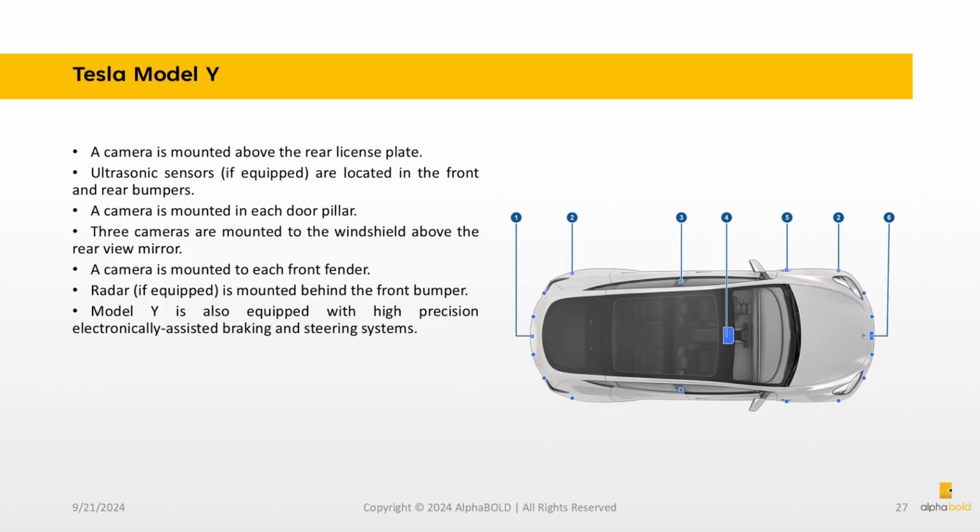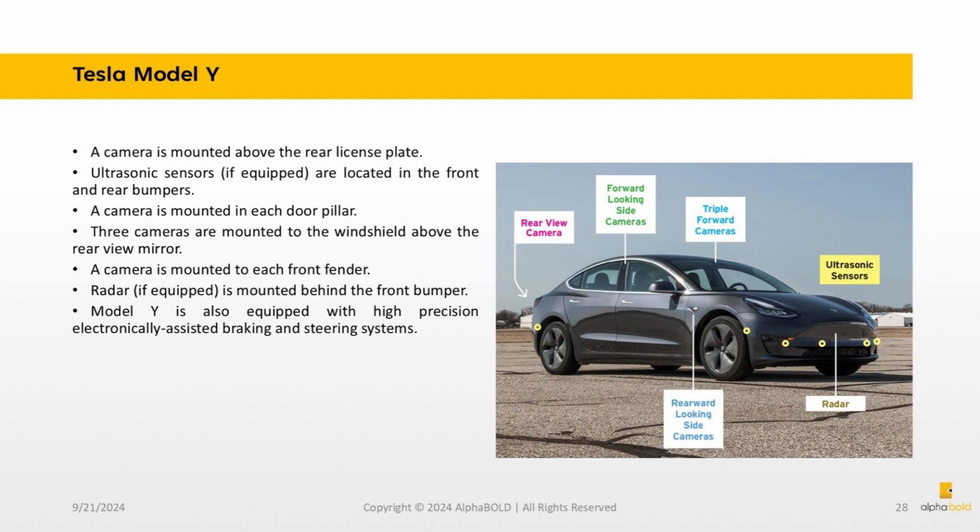Tesla Model Y. A camera is mounted above the rear license plate. Ultrasonic sensors, if equipped, are located in the front and rear bumpers. A camera is mounted in each door pillar. 3 cameras are mounted to the windshield above the rear view mirror. A camera is mounted to each front fender. Radar, if equipped, is mounted behind the front bumper. Model Y is also equipped with high-precision electronically assisted braking and steering systems.